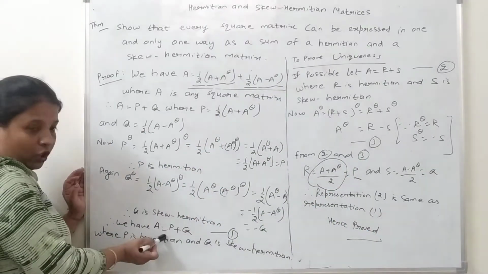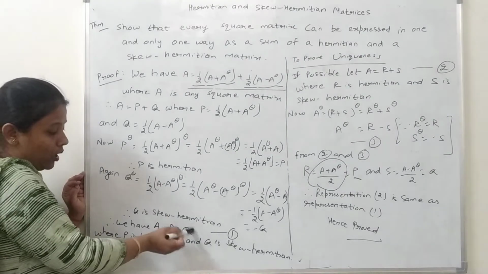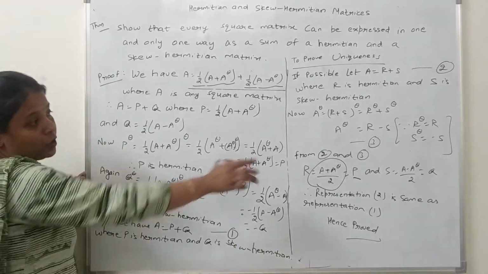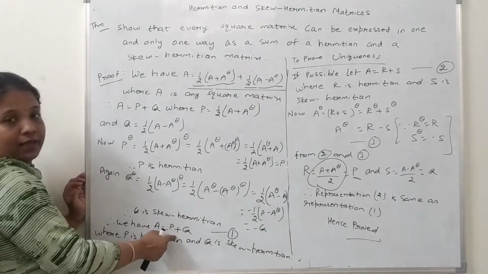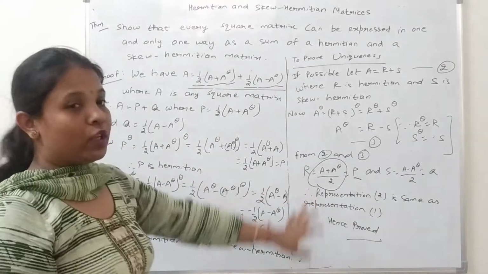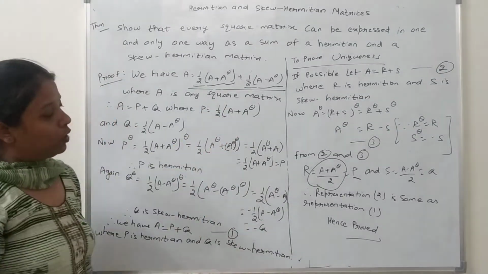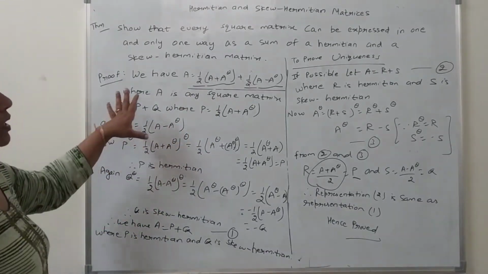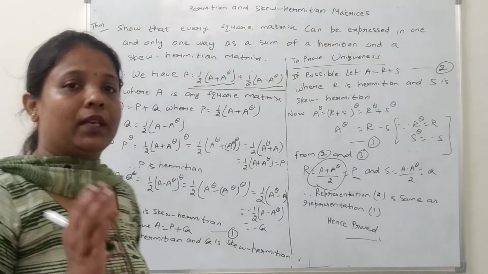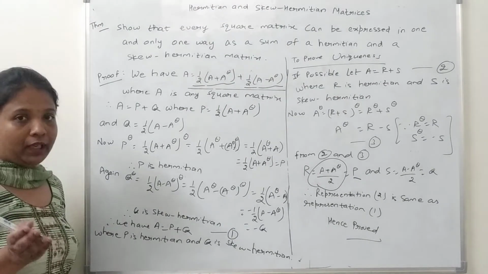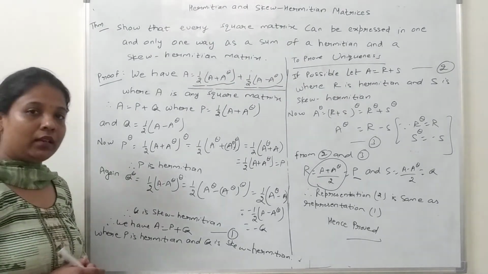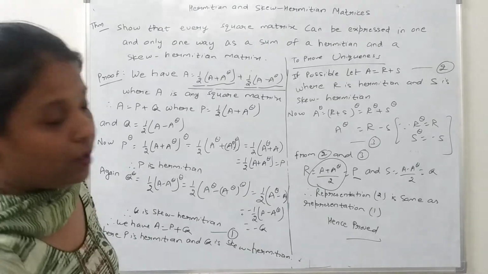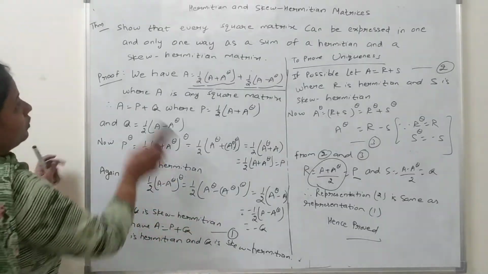We have given this equation 1, A is equal to P plus Q. This was our main representation. So the second representation is the same as the first representation. This proves uniqueness. So this was the theorem. So it is completed. So what was the theorem? That any square matrix can be expressed in one and only one way as a sum of a Hermitian and a skew Hermitian matrix. Now we will do a question.